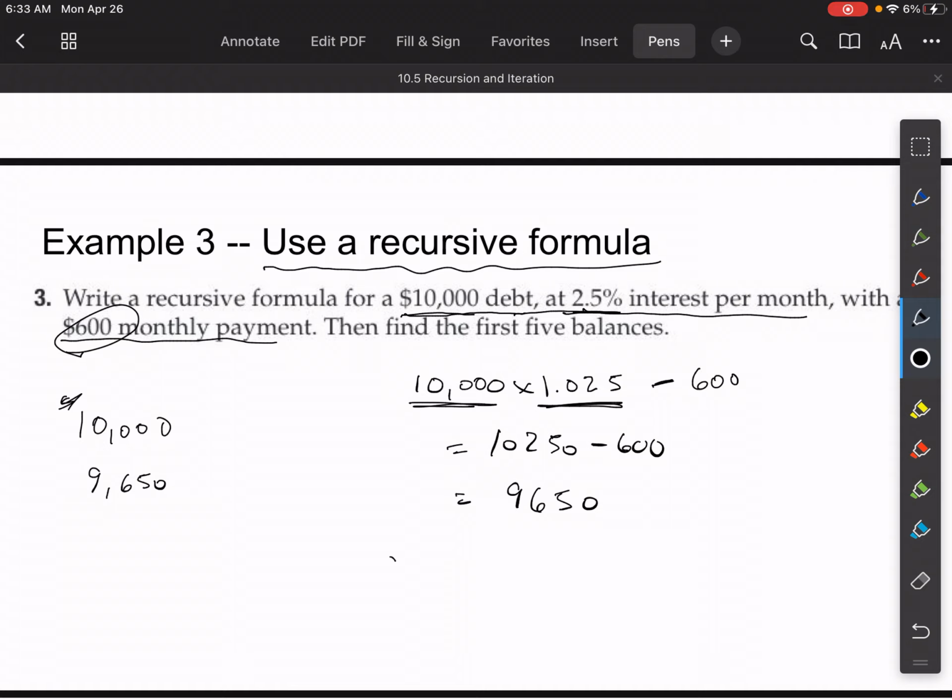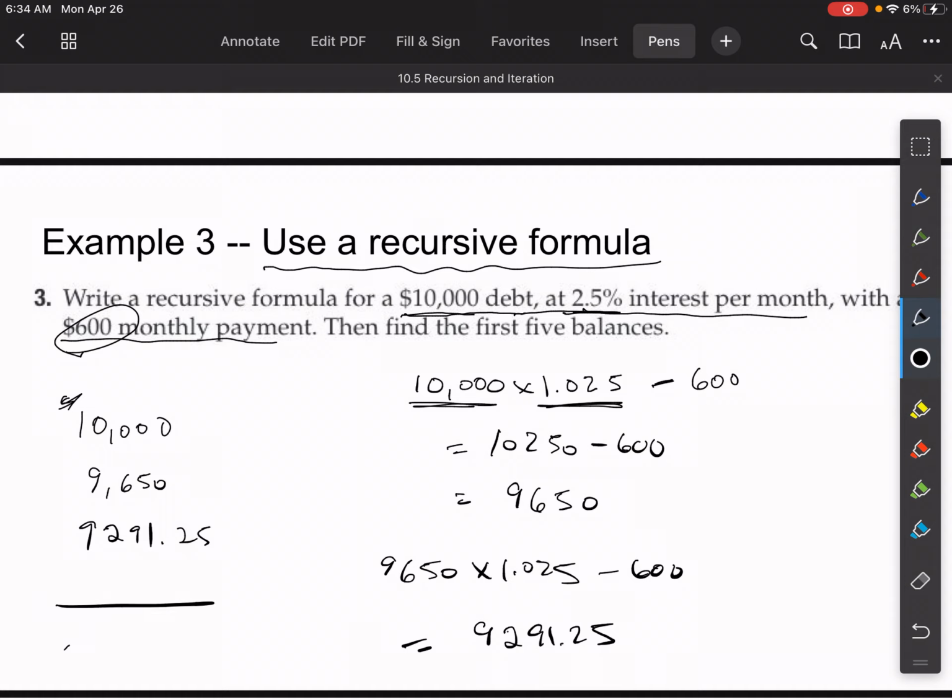Then I would plug that back in. So I take $9,650 as my new principal, multiply it by the interest rate that I'm getting charged, subtract 600, and when you do this, you should be getting approximately $9,291.25. Okay, so then that's your new balance, $9,291.25. You're going to plug that back in, and you're going to keep going. Okay, so I'll let you finish.